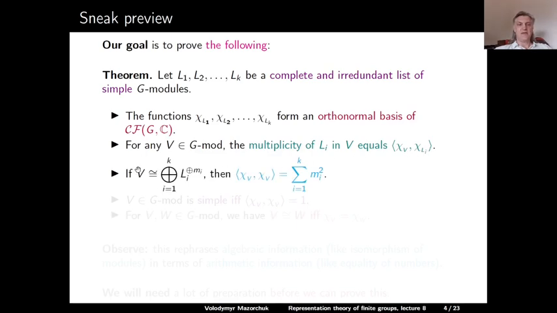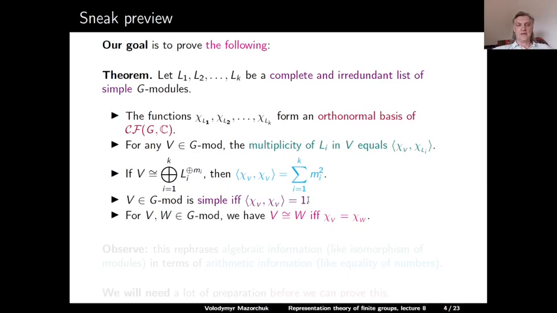Claim 3. If you write V as a direct sum of simples Li with multiplicities Mi, then the inner product of the character of V with itself equals the sum of Mi squares over all i from 1 to k. Claim 4. A G module V is simple if and only if the inner product of the character of V with itself is equal to 1. And claim 5. For two G modules V and W, the fact that they are isomorphic is equivalent to the fact that their characters coincide.